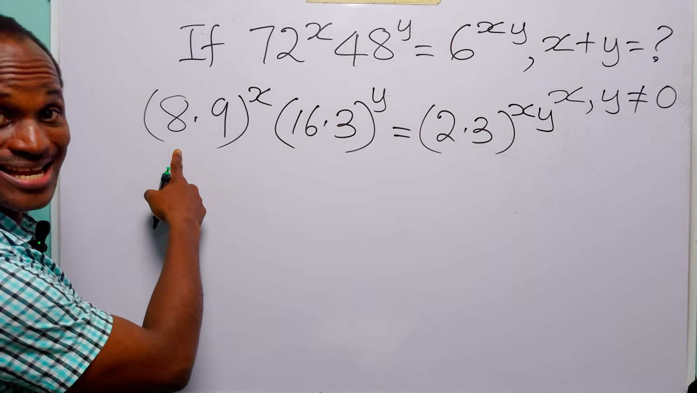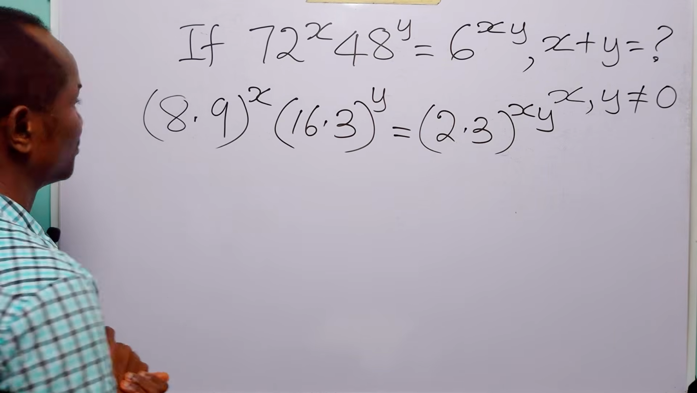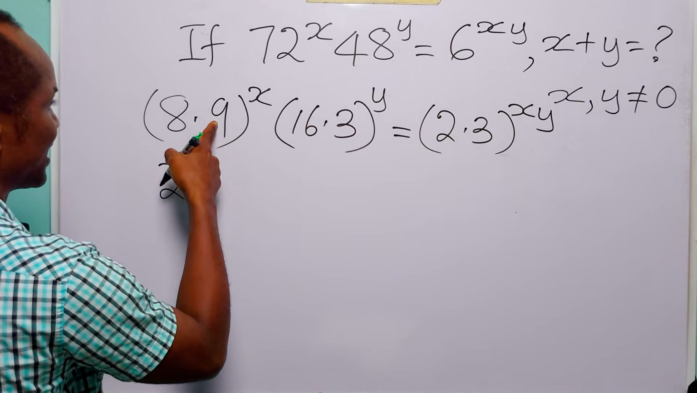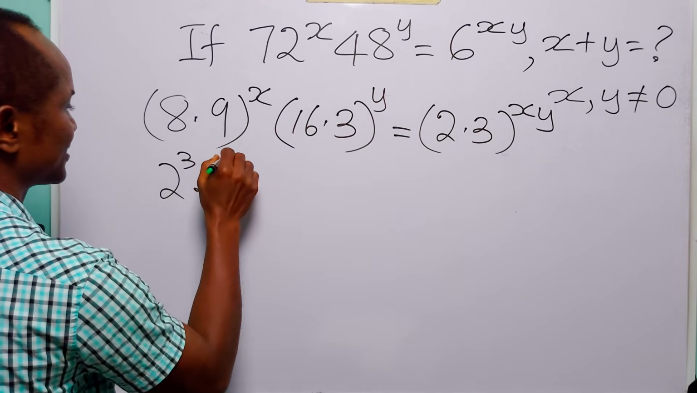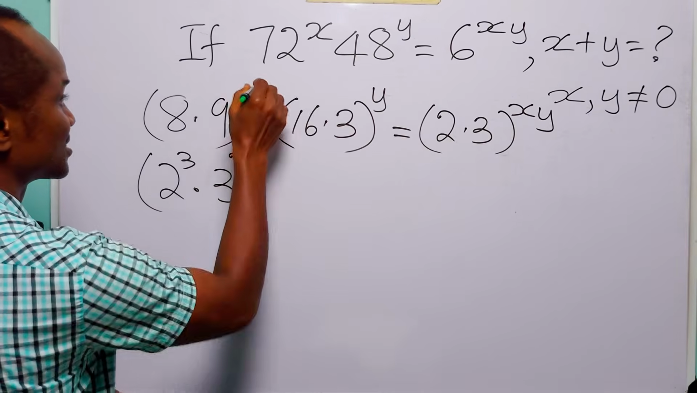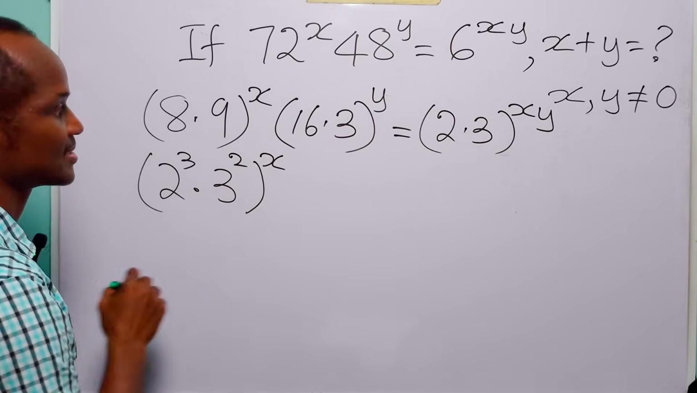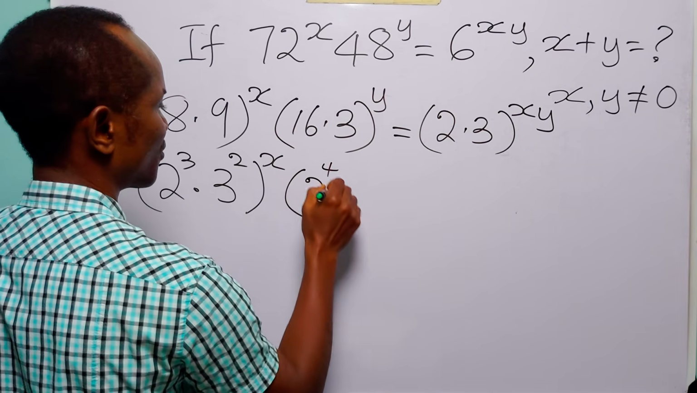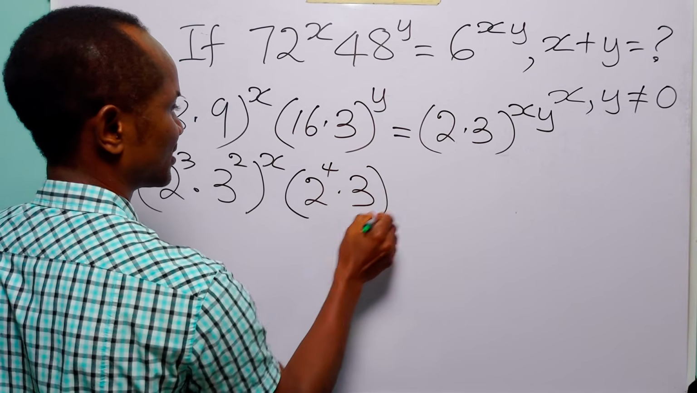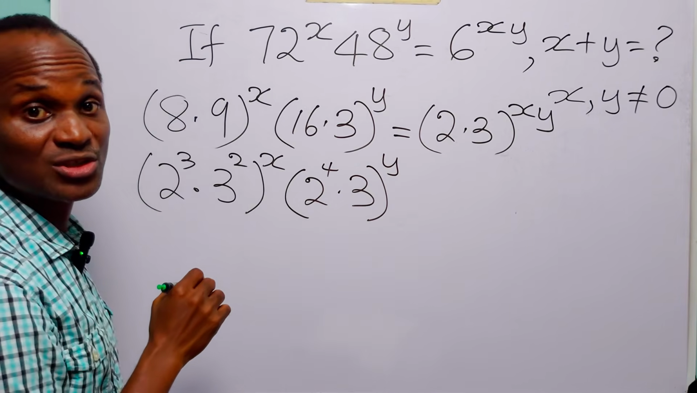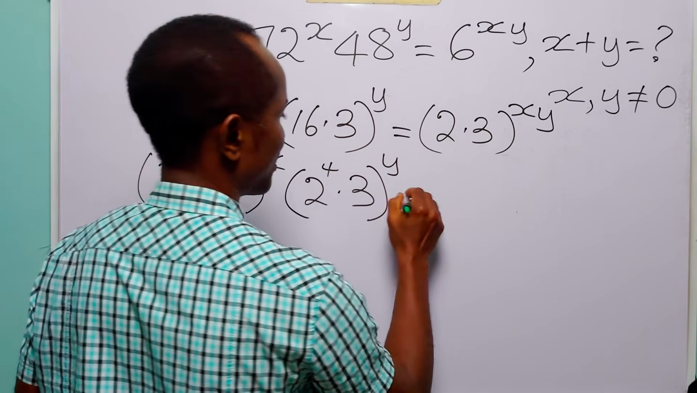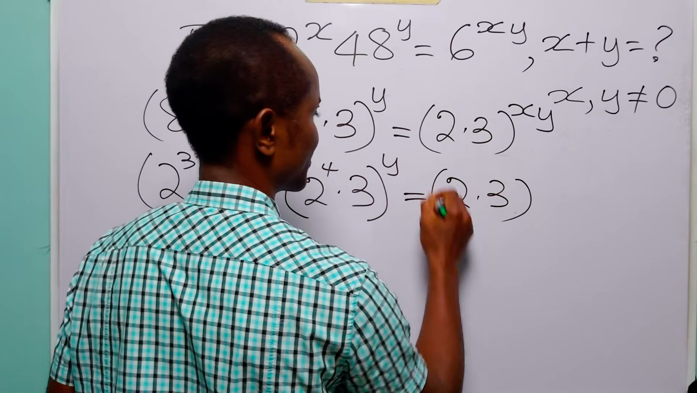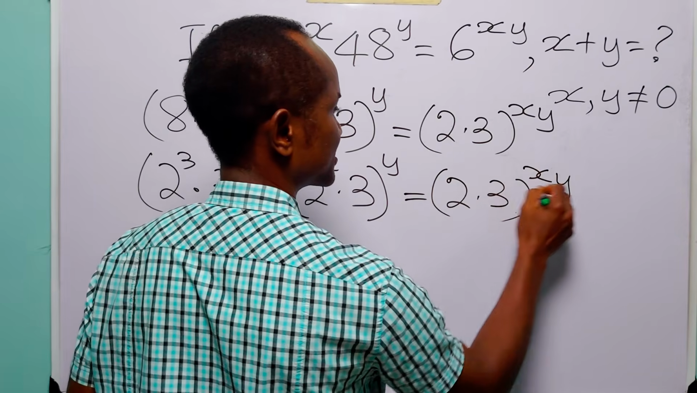Now, of course, we know that 8 is equal to 2 cubed. So this is 2 to the power 3 multiplied by 9, which is 3 squared, and once more, we still have the power x. We know that 16 is 2 to the power 4, and we have 3, and everything is raised to power y. On the right hand side, we still have 2 times 3 raised to power xy.